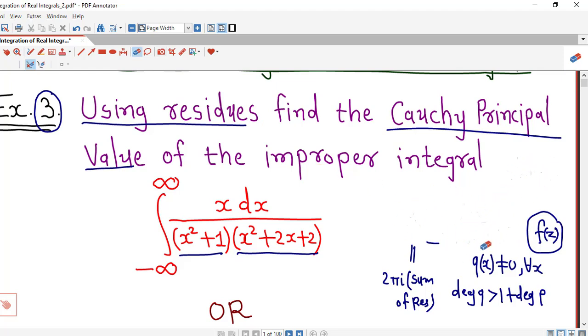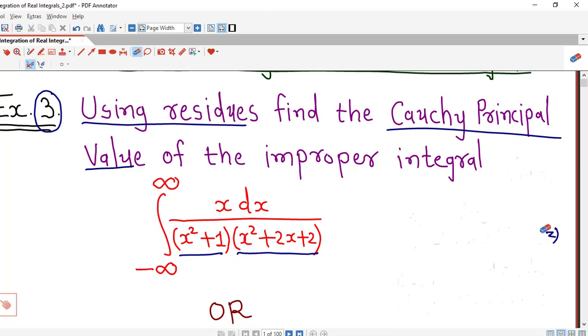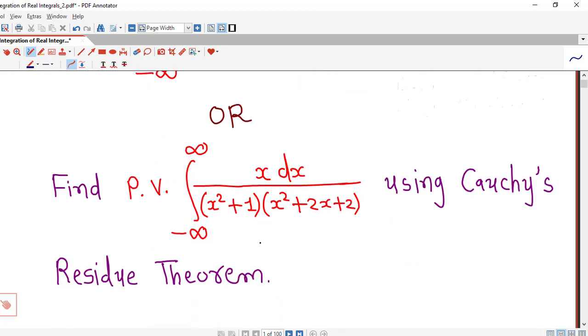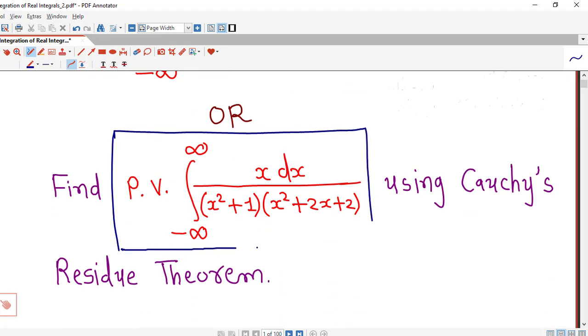I have discussed all these details in lecture number 1. So if you have not seen that lecture, you must watch it to understand the method of evaluation of improper integrals by the residue theorem. The same problem can be asked in another notation. Here we have used the notation for Cauchy principal value. So we have to find the Cauchy principal value using Cauchy's residue theorem.